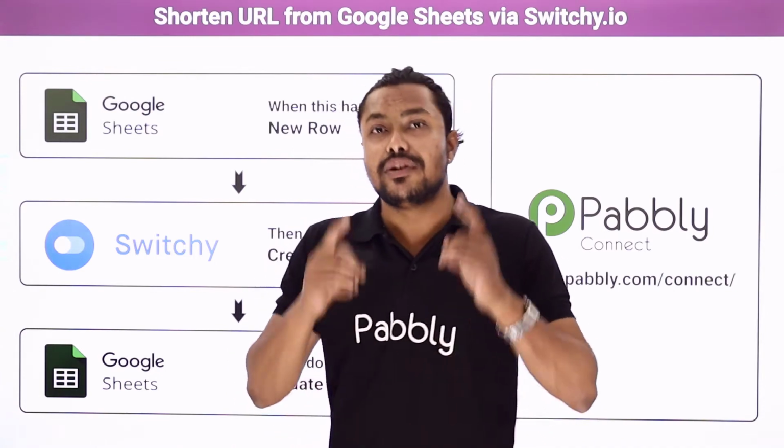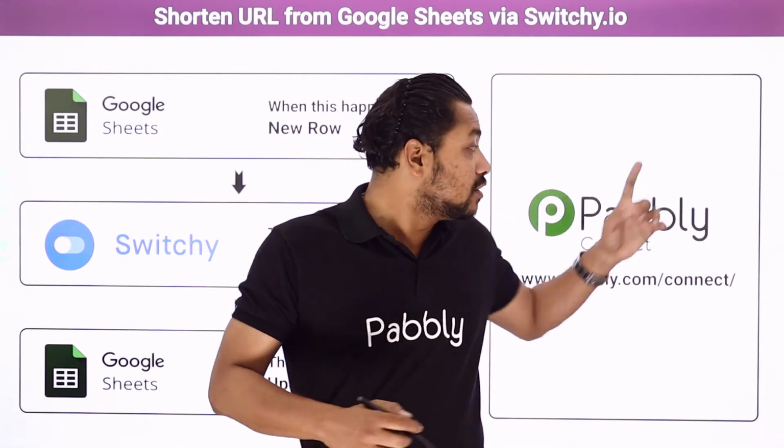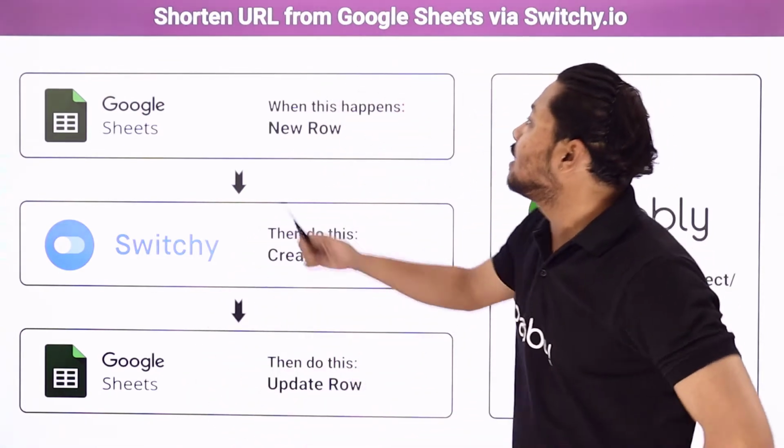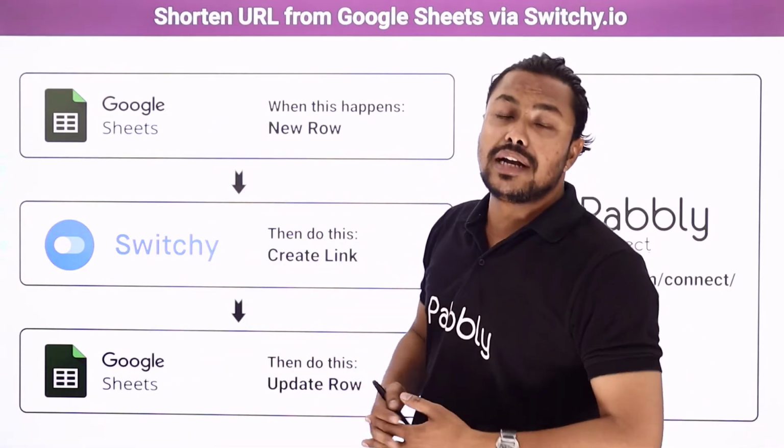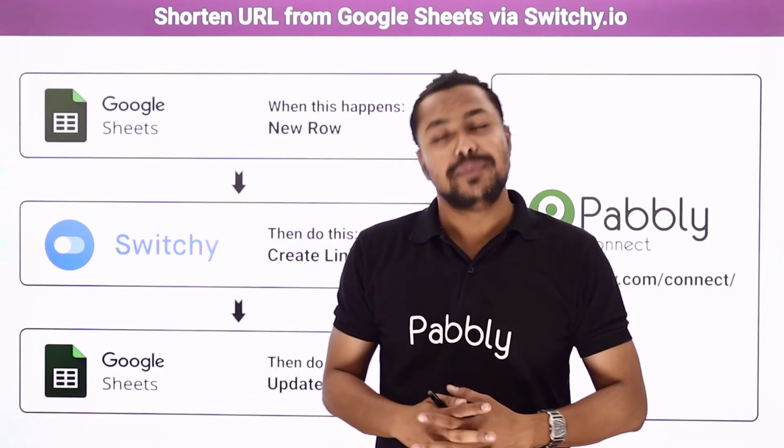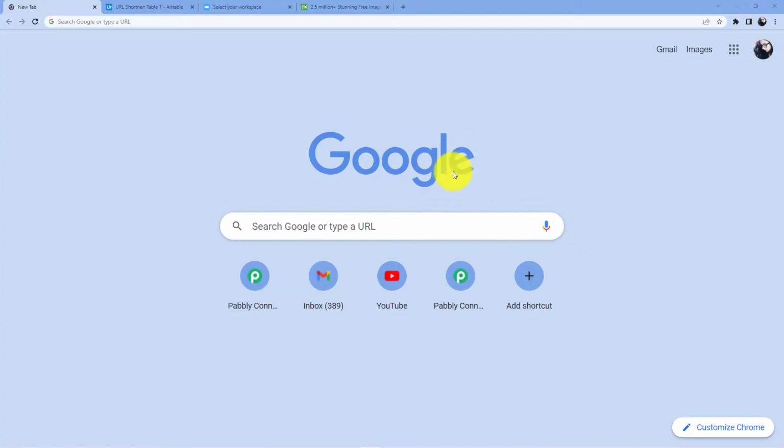Now to do this automation, we are going to use an integration and automation service, Pabbly Connect, which will help us connect Google Sheets, then Switchy and then back Google Sheets together. Now if you want to learn how to do this automation, you have to come with me to the screen. And we are back at our screen.